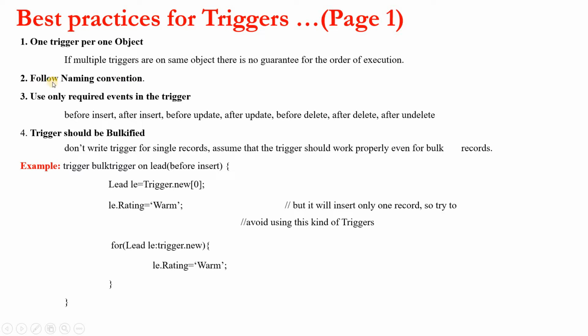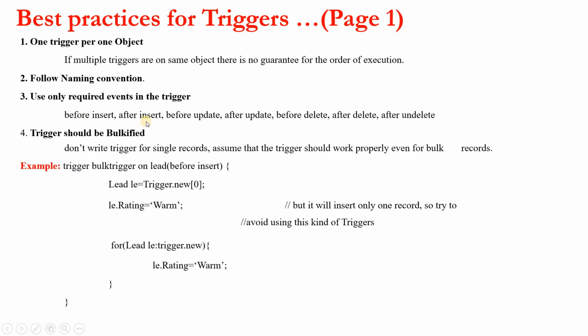Follow the naming convention, we will discuss this also. If you don't follow the naming convention for triggers, after writing 10, 20, 30 triggers on different objects, you will get confused about which trigger belongs to which object. That is why you should follow the naming convention and use only the required events in the trigger.